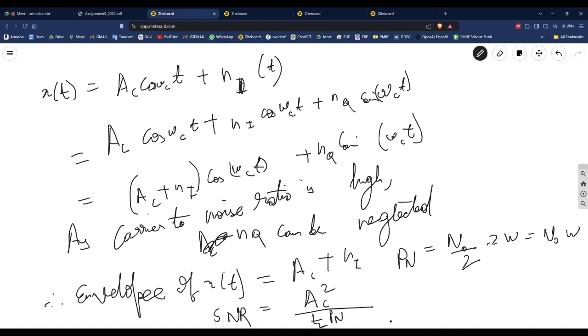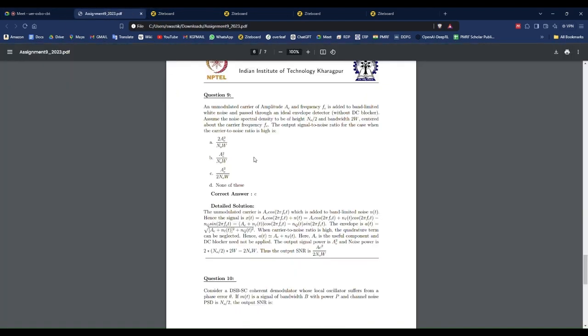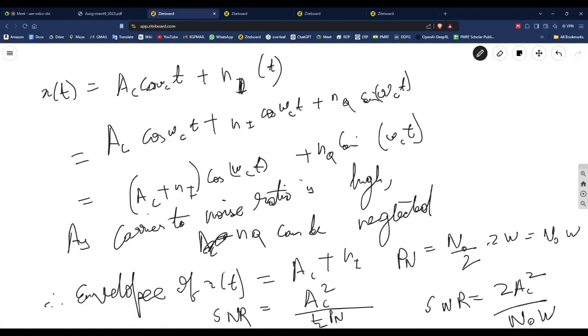So, this will be 2 plus the SNR will be 2 AC square by N0W. It will not be AC square by N2 N0W. It will be 2 AC square by N0W. So, it will be option A. This is wrongly given as C. This will be option A.